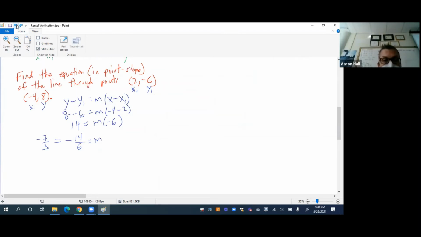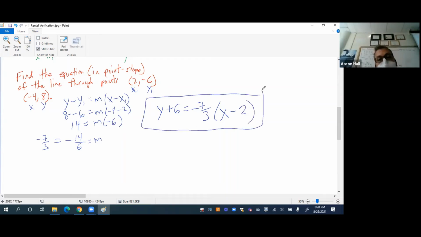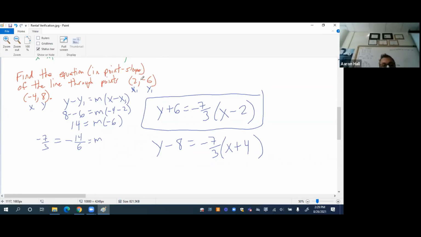They're both correct. I can write y minus negative, which would be a positive, right? 6 equals negative 7/3 times x minus what? Yeah, that's completely acceptable. Or I could write y minus 8 equals negative 7/3 times what? x plus 4, yeah. Both of these represent our equation, or our graph, that go through these 2 points.